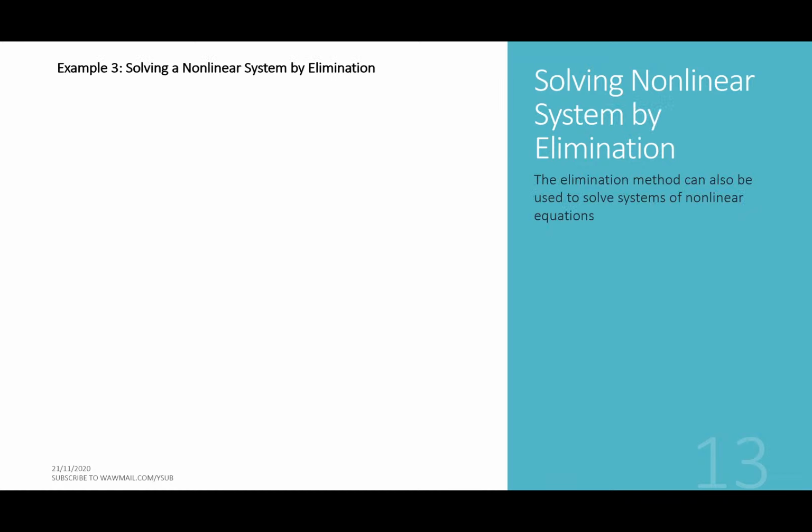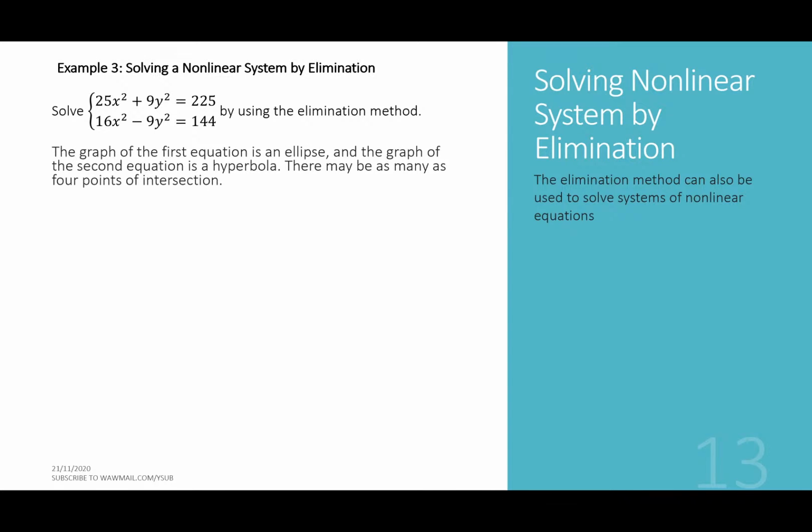Now solving nonlinear system by elimination, which is a very nice and simple method also. If you notice, there are two equations here, and you can see clearly that there is minus 9y squared and minus 9y squared here. So we can simply make plus for these. We can sum these equations together, like if you are summing two numbers. The graph of the first equation is an ellipse. The graph of the second equation is a hyperbola. There may be as many as 4 points of intersection for this case. We sum these two equations, just as we are summing two numbers.